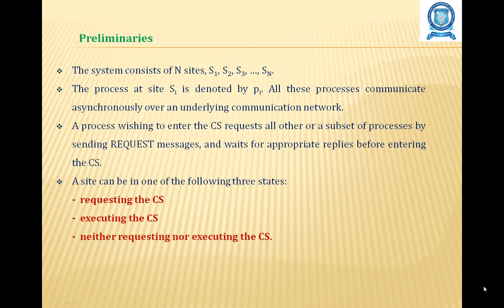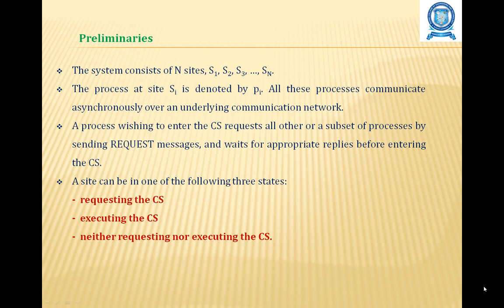Next we see the preliminaries. A system consists of n sites, denoted S1, S2, up to Sn. The process in each site is denoted by Pi. All the processes communicate asynchronously over the communication network.